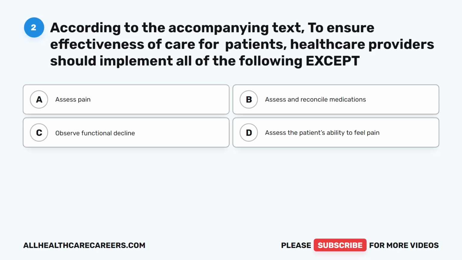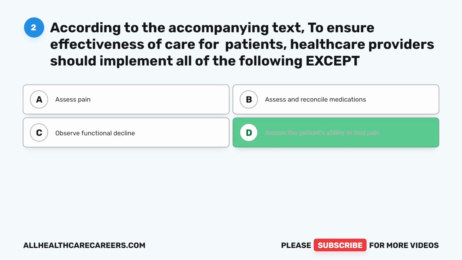Question 2. According to the accompanying text, to ensure effectiveness of care for patients, healthcare providers should implement all of the following except A. Assess pain. B. Assess and reconcile medications. C. Observe functional decline. D. Assess the patient's ability to feel pain. The correct answer is D. Assess the patient's ability to feel pain.